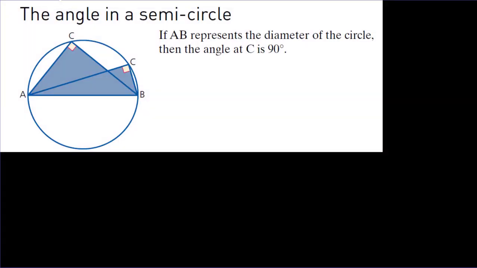Hi dear students, we are going to study about angles in semicircle and tangent of a circle. Firstly, I want to mention here AB has to be the diameter for the property that we are going to use. This is very important. If it is not diameter, we cannot get this property.